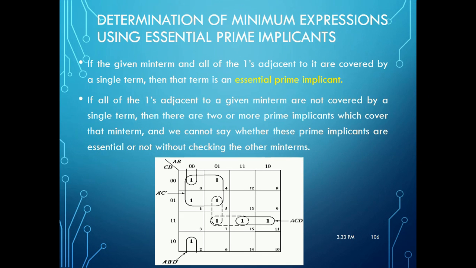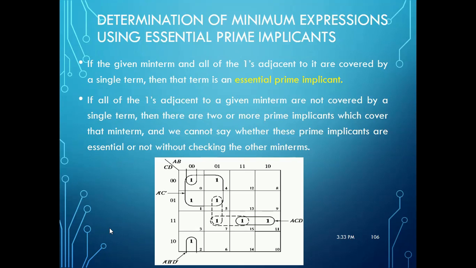Dear students, this is the continued portion of determination of minimum expressions using essential prime implicants. In the previous slides, we have seen how to solve a problem using essential prime implicants, and we determined certain terms as essential prime implicants and also prime implicants, and we formed a minimum solution. Here, let us take one more problem to determine the minimum expression using essential prime implicants.